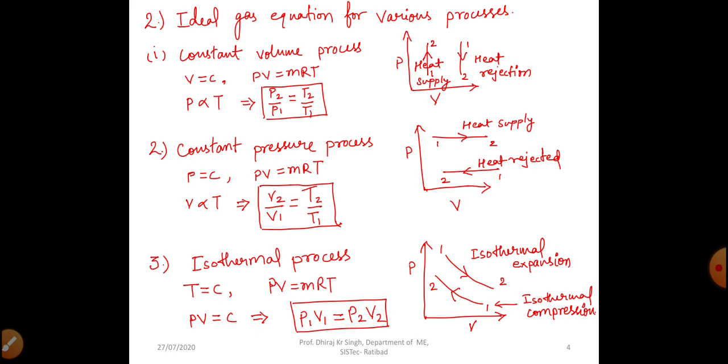So we know temperature is constant. So on the right hand side in mRT, all three terms become constant. So PV equals constant. We can write the equation for an ideal gas as P1 V1 equals P2 V2 for the isothermal process.